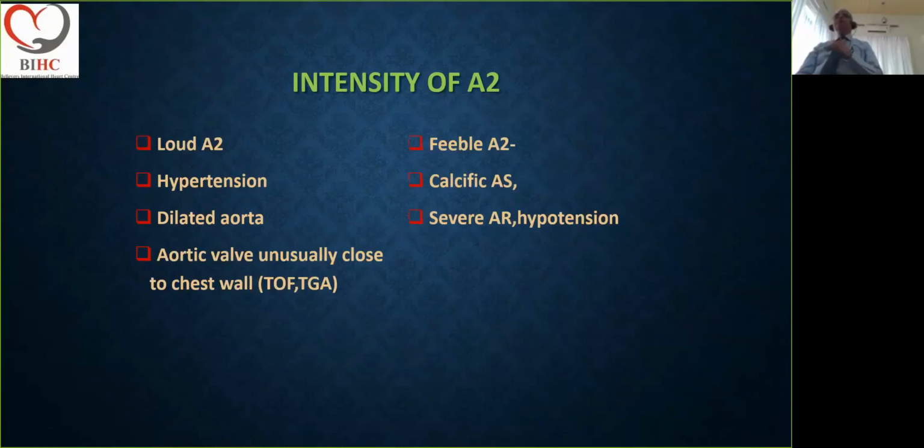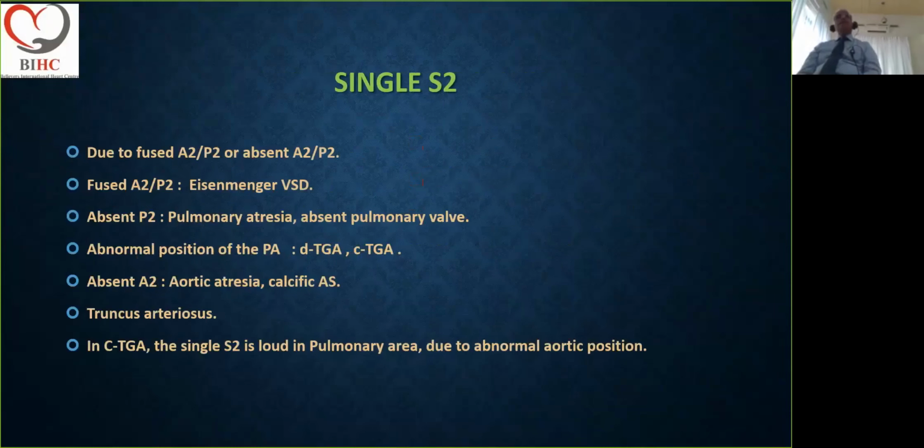A feeble A2 may denote a calcific aortic stenosis in the adult. Severe aortic regurgitation or hypotension may be associated with a feeble A2 in the child. Second sound can be single. Now when the second sound is single, it means A2 and P2 are fused or one of them is absent.